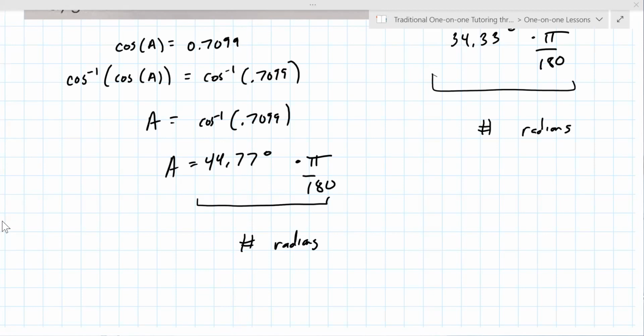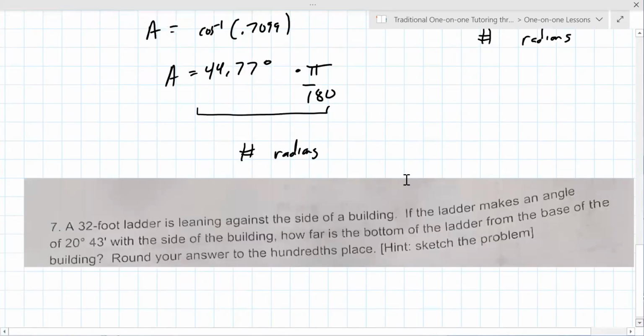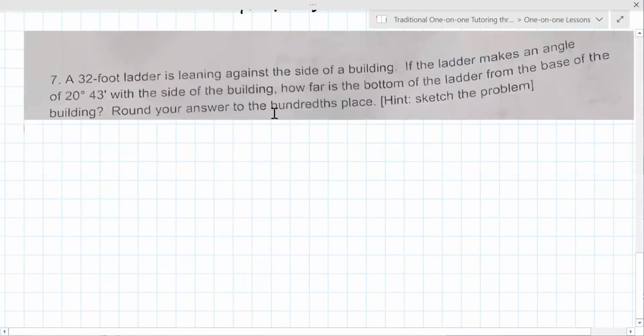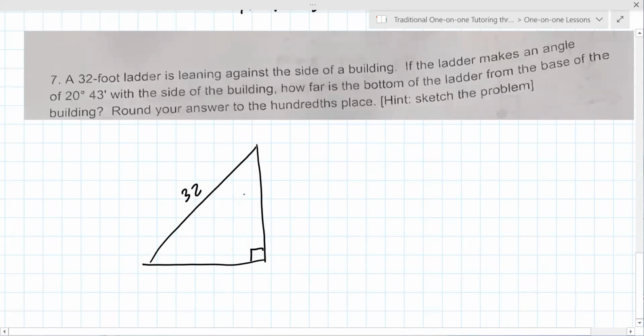So I like your instructor's hint on this question. The hint says maybe one of you had to lean a ladder against the side of a building, but at least there's some sort of realistic scenario here. So the 32-foot ladder is leaning against the side of a building. If the ladder makes an angle of this with the side of the building, so you have to decide, is that this one or is that this one down here?